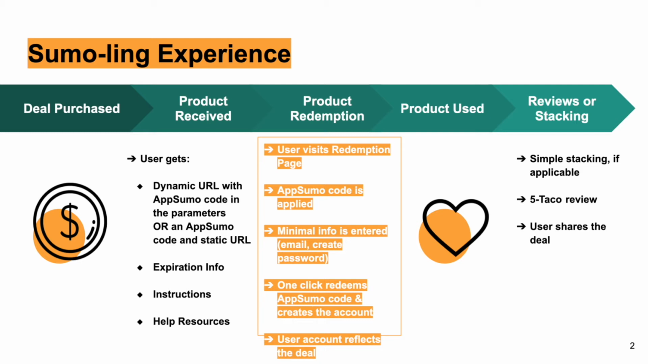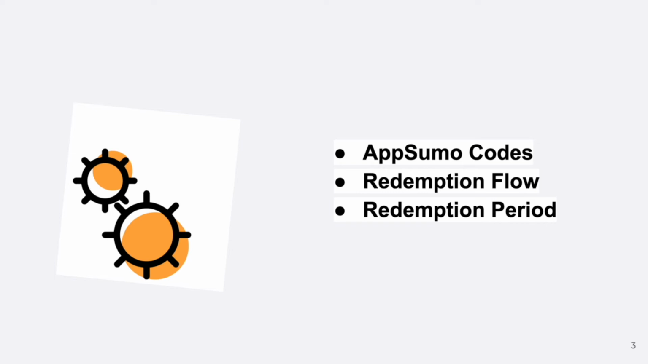Now the fun begins. Sumolings will use and love your product. At this point, they may purchase more AppSumo codes for your deal. They will hopefully leave you a glowing review, and using their referral link, they may share this deal with their network to help spread the word. Now we're going to discuss AppSumo codes and how you will share them with us, redemption flow, do's and don'ts, including examples, and we'll talk about the redemption period.